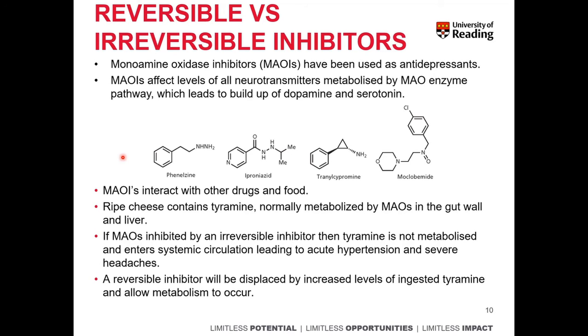Essentially, we can undo any problems that are caused by reversible inhibitors simply by adding in extra levels of natural substrate. This is not an option with irreversible inhibitors because a permanent covalent bond is formed and those enzymes are permanently deactivated. There's no way for us to remove the drug molecule from the enzyme itself.